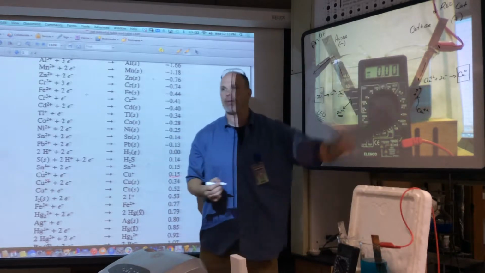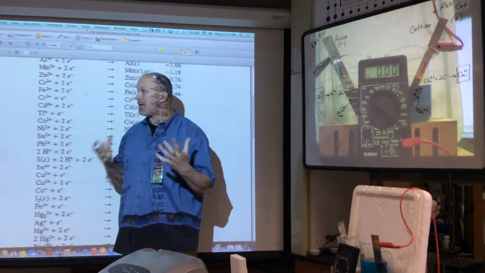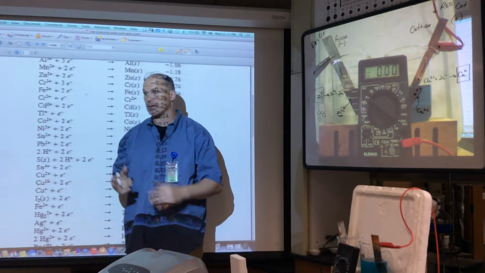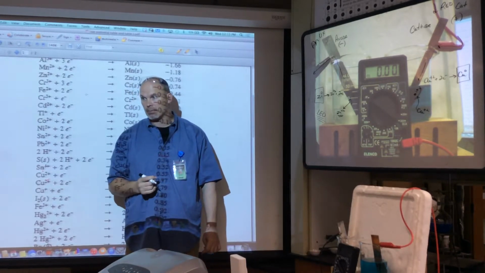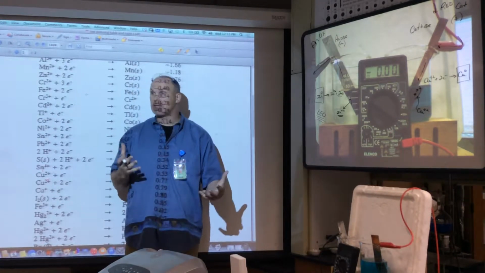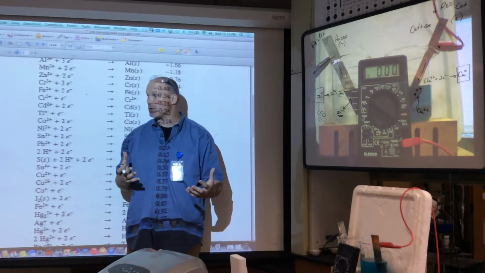So the cathode is gaining mass. It's getting bigger, yes? Transferring electrons. Yes, it is. And that's what a DC current is. It's a transfer of charge.